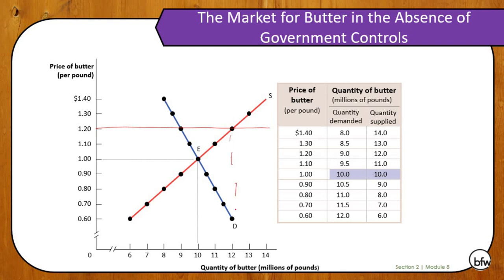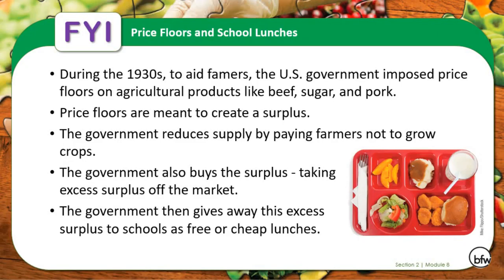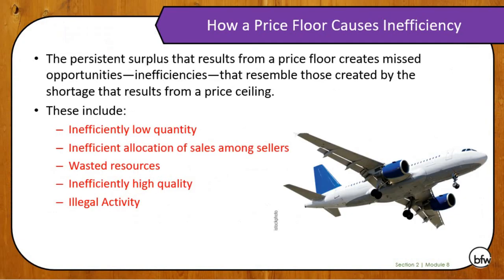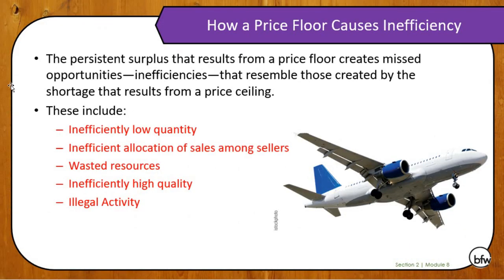All right, and we have this in the United States as well. The government will actually buy up unpurchased cheese from dairy farmers to put in school lunches and things like that. So that's what happens with the price floor. All right, we're gonna skip over that. Oh, that just talks about the lunch stuff. So it's been going on for a long time here. All right. Now, how a price floor causes inefficiency.